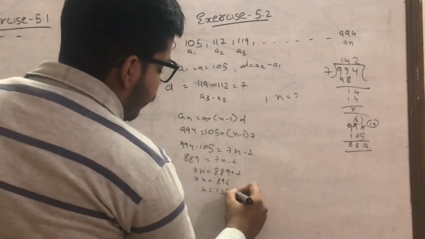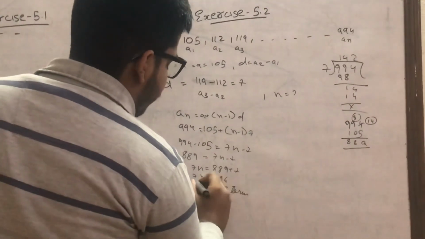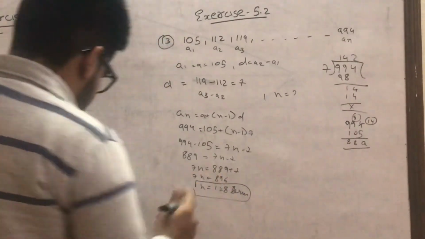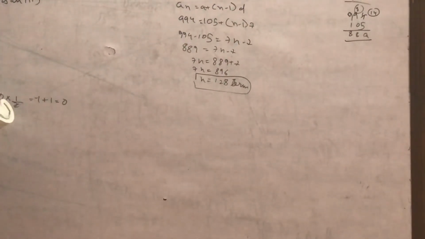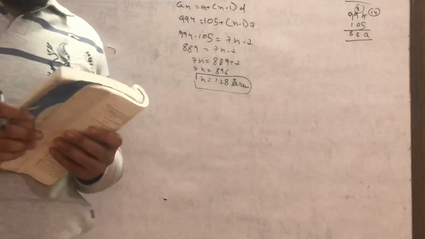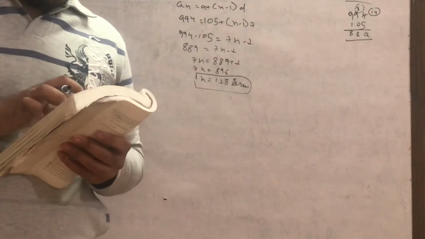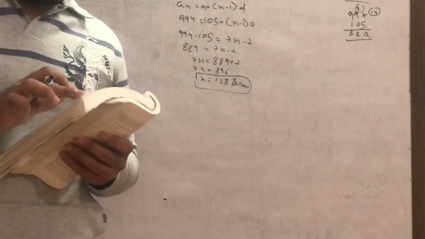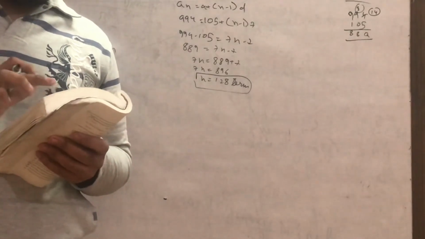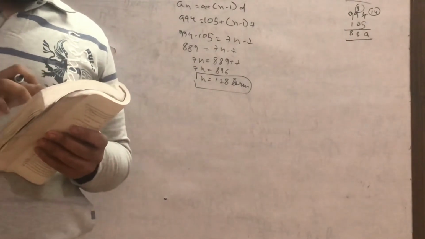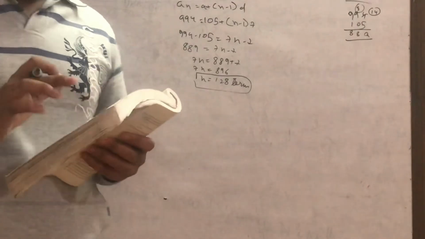Very good. You can choose one more question. Last question. Sir, the 19th question from exercise 5.2. Subbarao started work in 1995 at an annual salary of rupees 5,000 and received an increment of rupees 200 each year. In which year did his income reach 7,000?